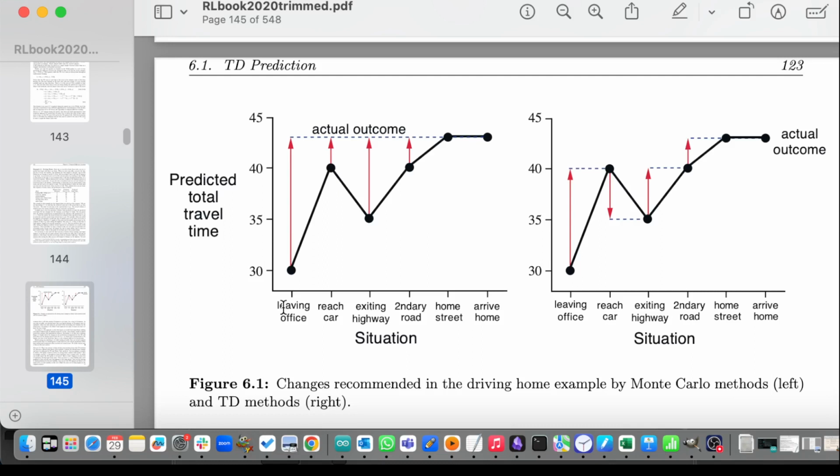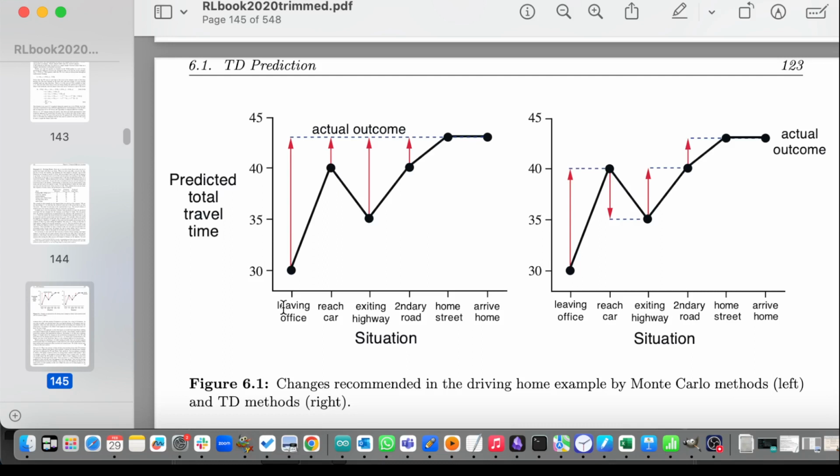So when you reach your car, you thought it took you 40 minutes. So you can already say, next time I leave my office, I'm going to update and wait a little bit longer. I'm going to estimate a higher amount of time to go. Similarly, between reaching your car and exiting the highway, because the estimate went down, you can pull that one down a little bit as well. And you can see that you have a different sequence of arrows.